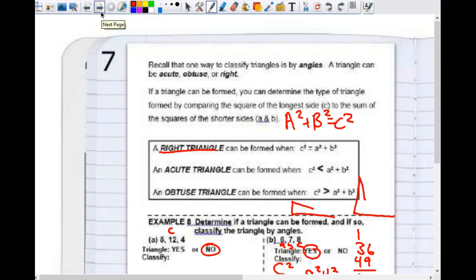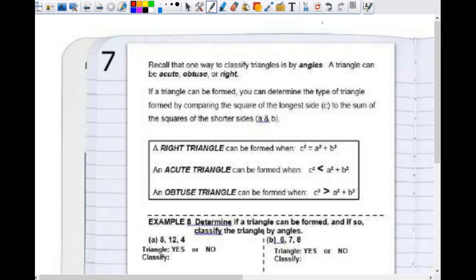This is on page 7. We're doing the converse of the Pythagorean theorem, which is right here, and says this: a right triangle can be formed when c squared is equal to a squared plus b squared. What does that look like? That looks like Pythagorean's theorem, like this.